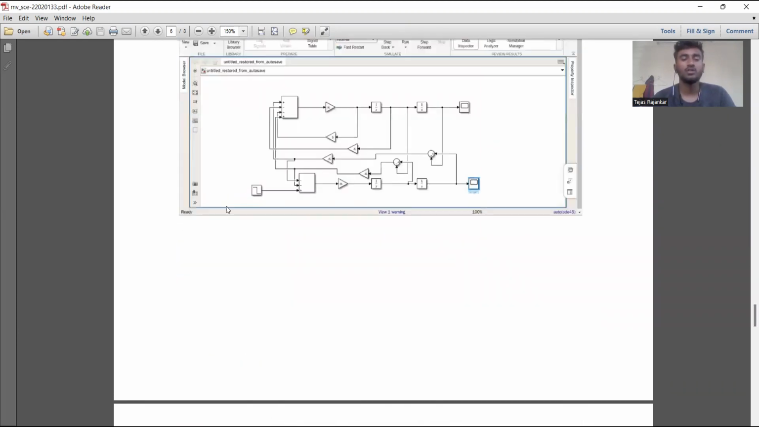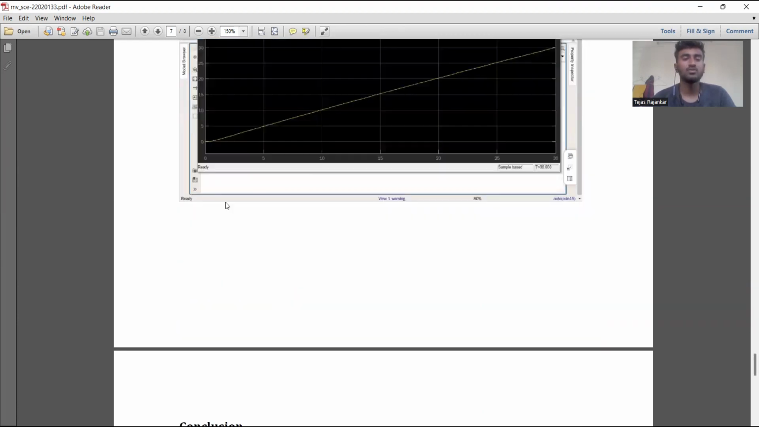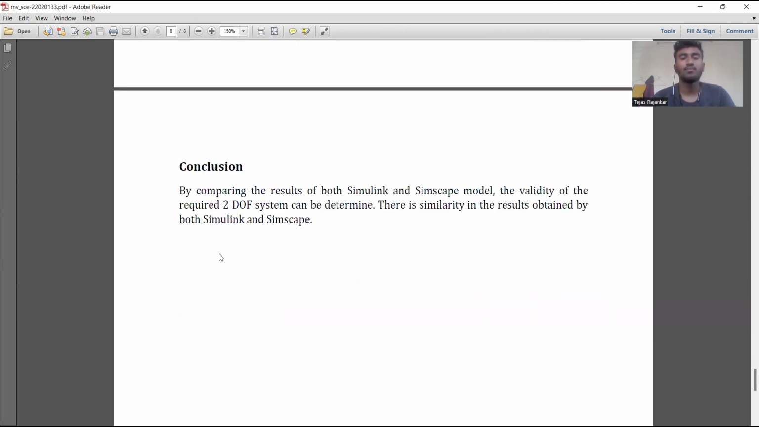Moving towards the conclusion part. By comparing the results of both the Simulink and Simscape models, the velocity and displacement required for the 2 degree of freedom system can be determined. There is a similarity in the results obtained by both Simulink and Simscape.